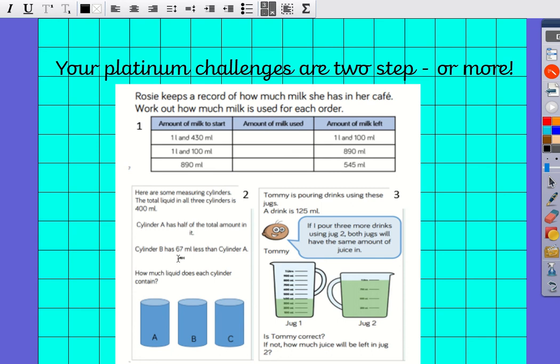And then here are the problems for you to work out. I hope that your maths goes okay today.